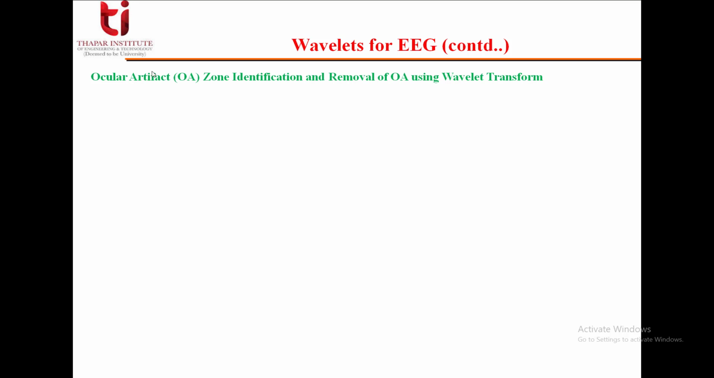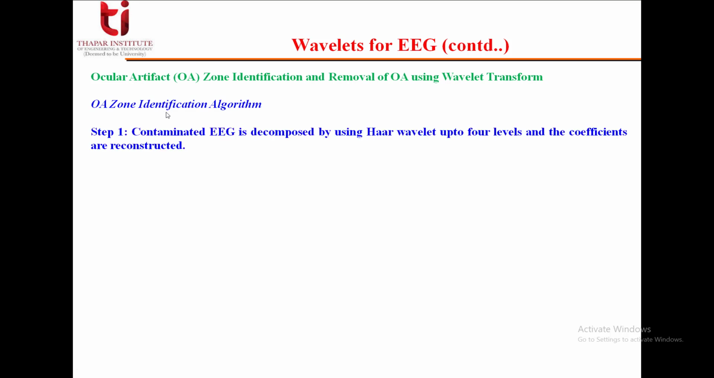It is ocular artifact zone identification and removal of ocular artifact using wavelet transform. So we have this ocular artifact zone identification algorithm. In this, step 1 is to have contaminated EEG, and then we decompose that by using the Haar wavelet. Here we are using Haar as a mother wavelet up to 4 levels. So the decomposition level is 4, and then we reconstruct the wavelet coefficients. Also in this we are applying the first order difference.